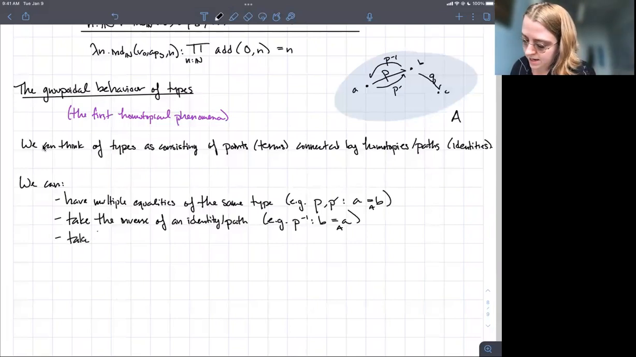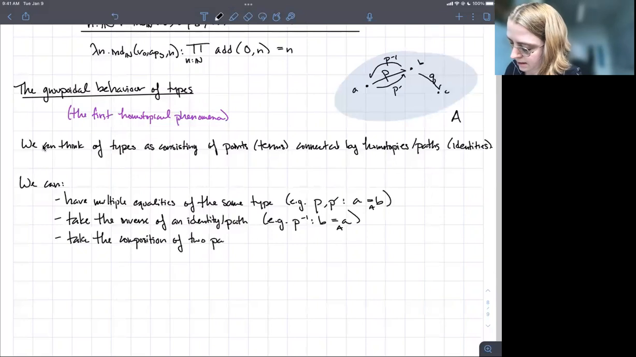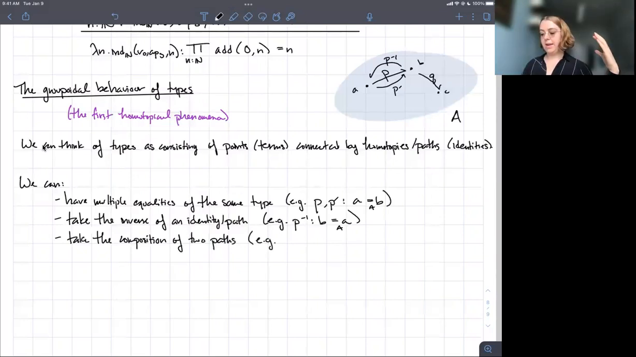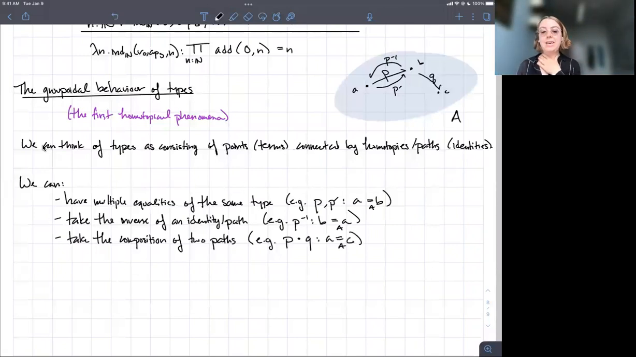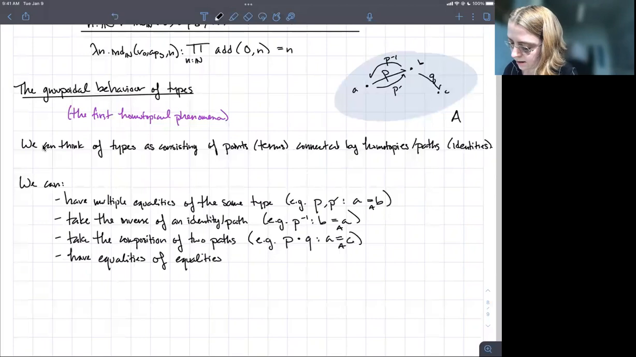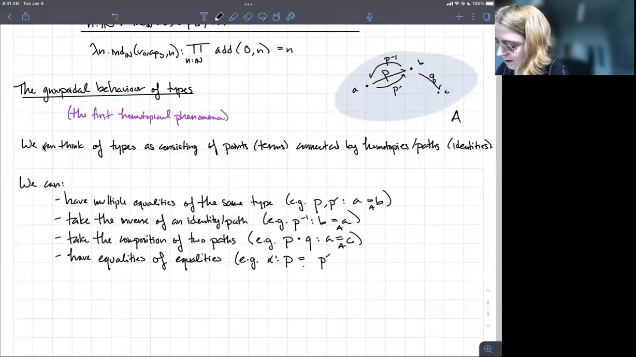We can also prove that we can take the composition or concatenation of two paths that meet up in the right way. So we have here in this picture a path P or an identity P from A to B, an identity P that A equals B, and Q that B equals C, and we can put them together to produce a witness that A equals C. Okay, and another thing that is possible is that we can have equalities of equalities. So if we have this P and P prime that we talked about before, perfectly possible to have an equality of them.